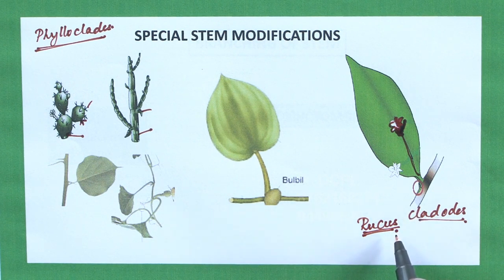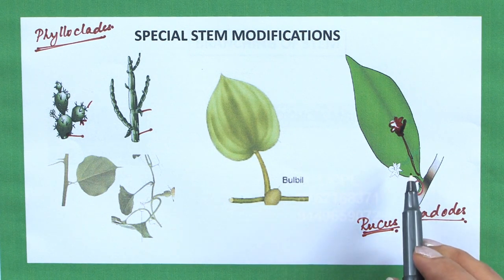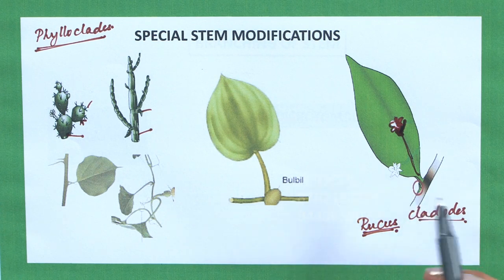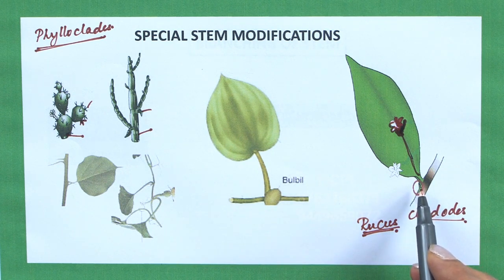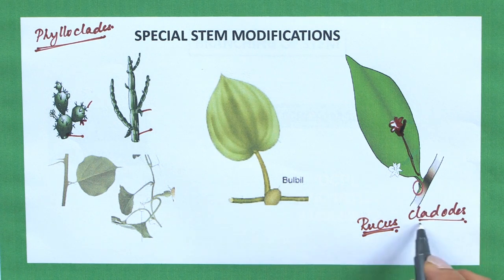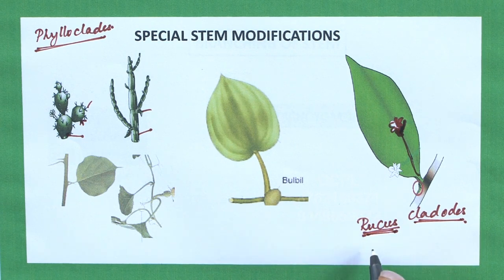The stem is modified into leaf-like structures to perform the role of photosynthesis like leaves. The leaves are reduced to fine appendage-like structures in order to prevent transpiration or excessive loss of water. The best example of a cladode is Ruscus. Another example is asparagus.